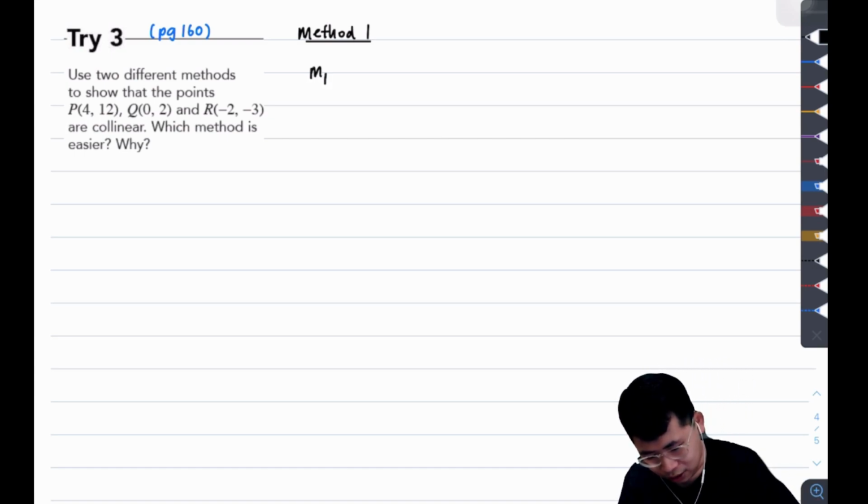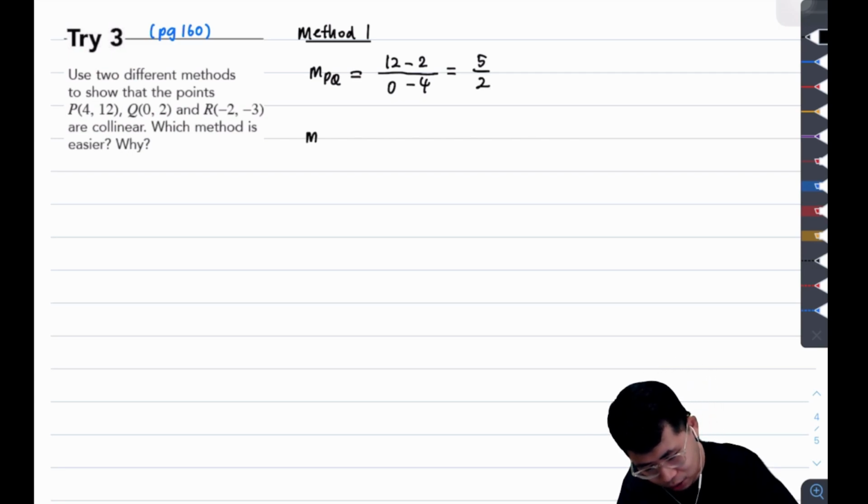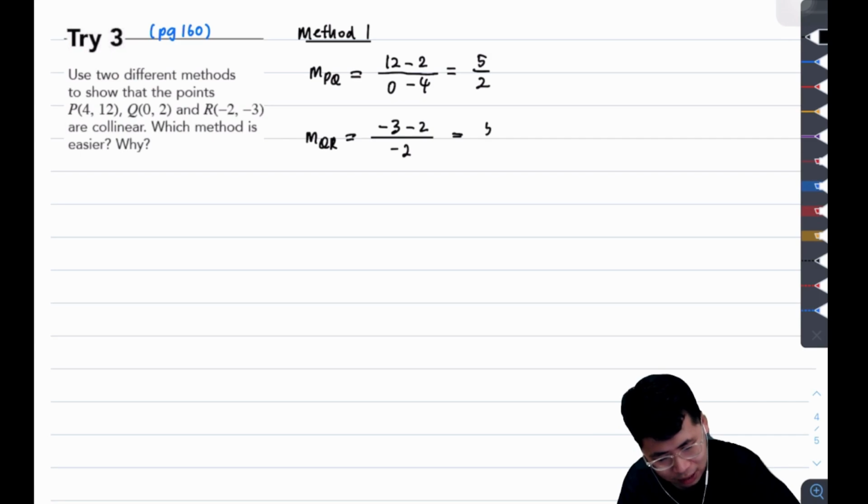So let's show the gradient of PQ. The gradient of PQ is y2 minus y1 over x2 minus x1, which will be 5 over 2. Okay, so let's look at the gradient of QR. For the gradient of QR, I'm going to take R minus Q, so negative 3 minus 2 divided by negative 2 itself. So this is going to be 5 over 2.